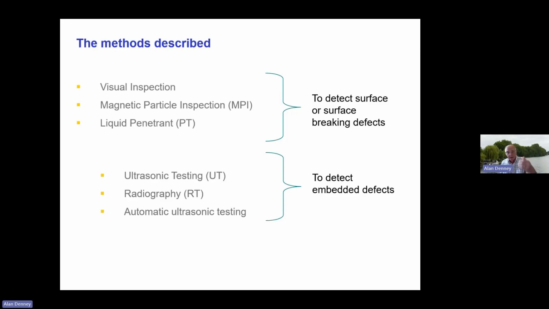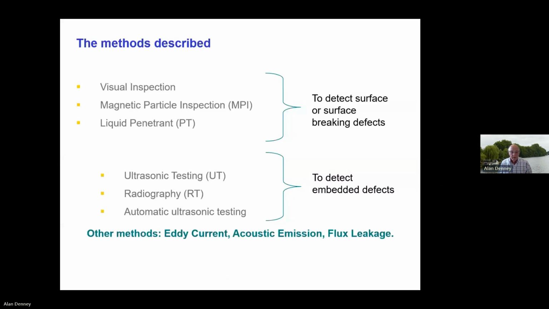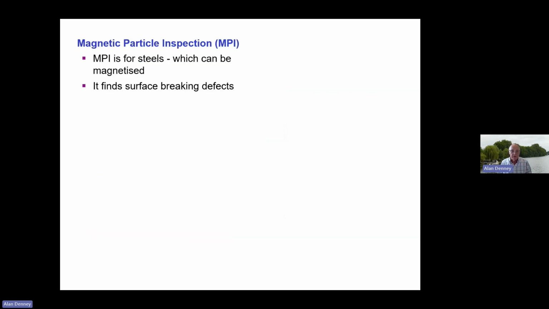So these families of techniques are complementary. And there are lots and lots of methods of non-destructive testing. This is not an encyclopedic presentation. A very important one is eddy current, which I don't really touch on here. But there's also acoustic emission, flux leakage methods, and many other techniques. And I'm sure Mark, with his involvement in flexible pipes, will have experience of many other variants of inspection, but I'm just keeping it to the basics that everybody needs to know about when it comes to welds. Starting with MPI.